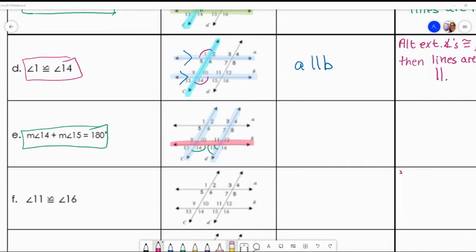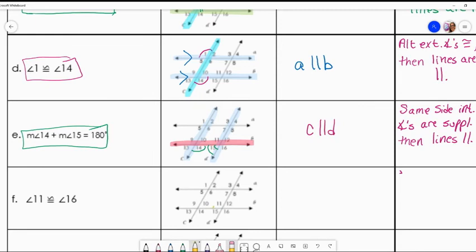same side interior, and we know that if same side interior angles are supplementary, then the lines are parallel. Those same relationships that if we knew the lines were parallel, then we knew these relationships were true. They work in the converse. If these relationships are true, then the lines are parallel. So which two lines is that? That's line C is parallel to line D in this picture. Okay, let's try the next one.